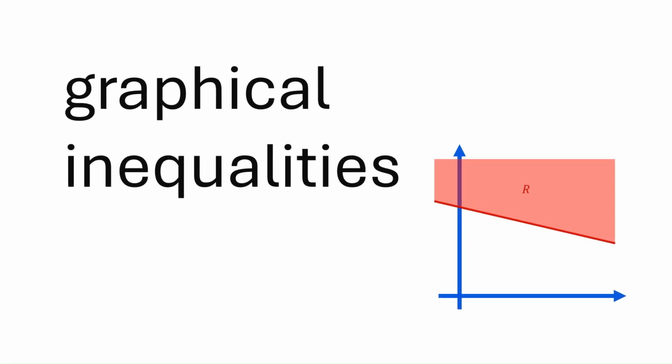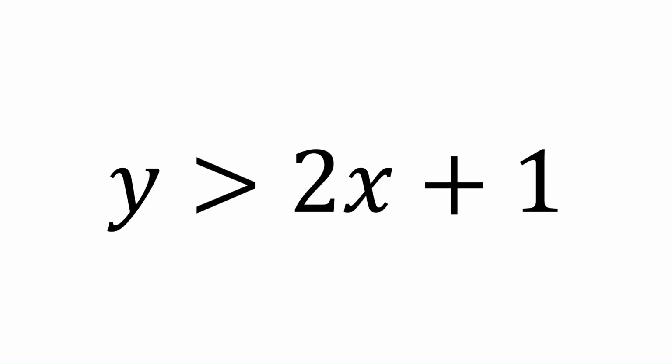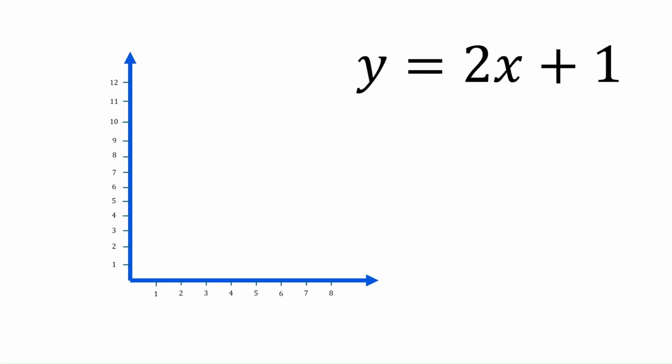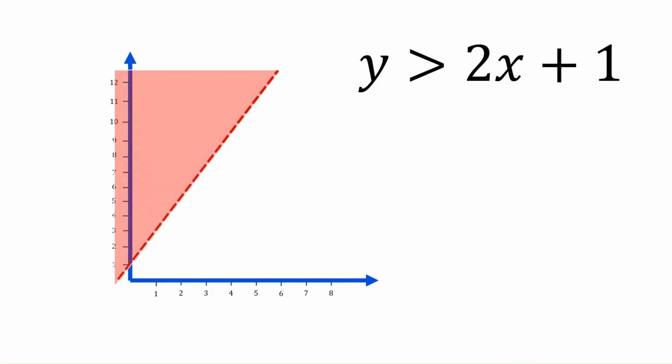The final part of the topic is graphical inequalities. These appear more often on higher tier papers, and the key idea is that instead of finding one number line answer, we are finding a whole region on a graph. If the inequality is y is greater than 2x plus 1, we first draw the boundary line y equals 2x plus 1. Because the inequality is strictly greater than, the line itself is not included, so we draw it as a dashed line.